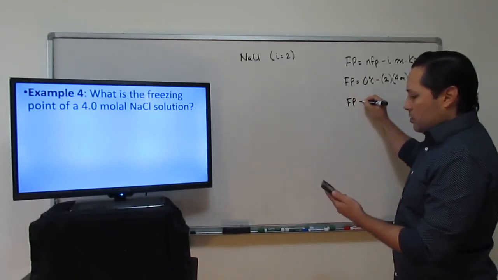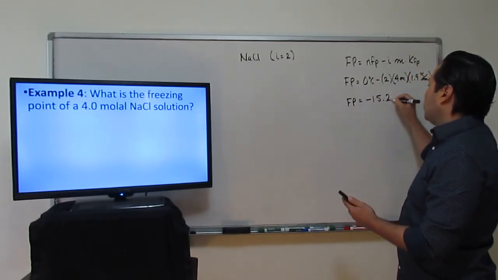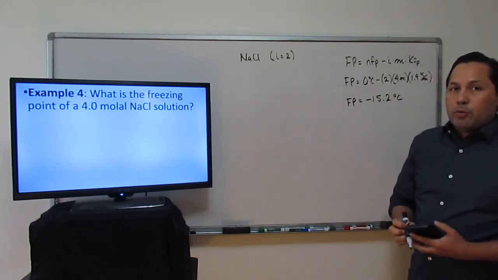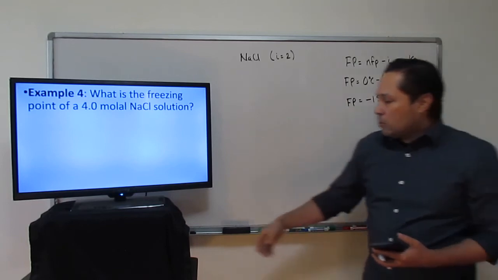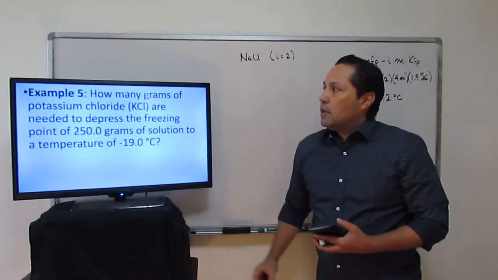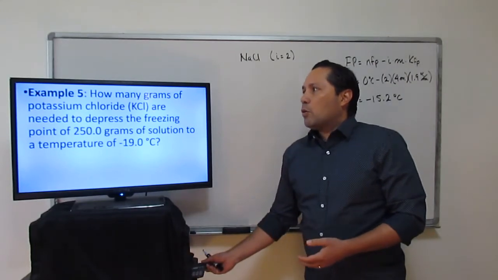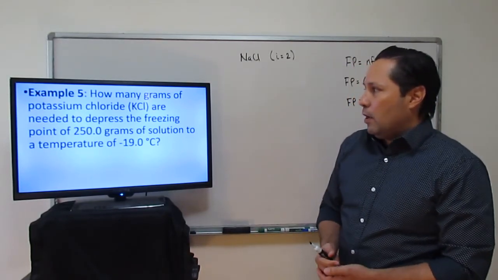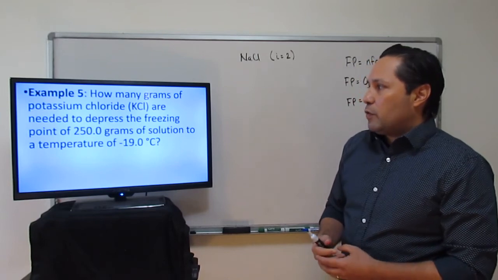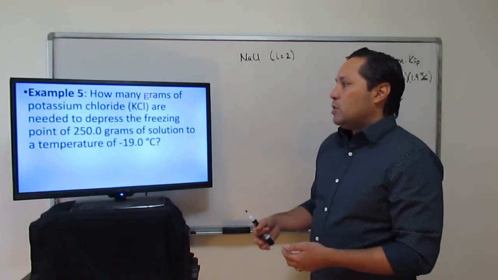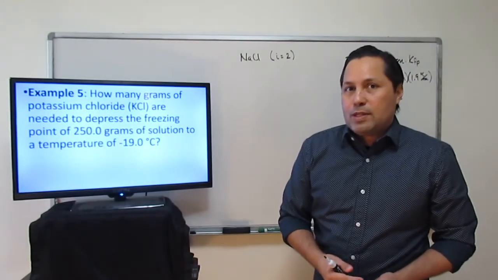Freezing point is negative 15.2 degrees Celsius. Alright, that's our answer for example number 4. Next, let's go ahead and take a look at example 5. In this one, they ask us the question, how many grams of potassium chloride, KCl, are needed to depress the freezing point of 250 grams of solution to a temperature of negative 19 degrees Celsius?